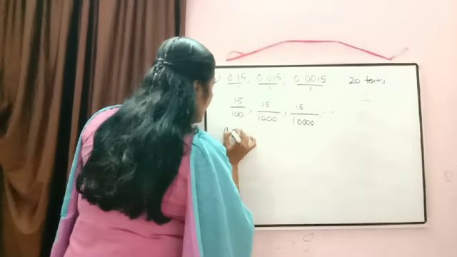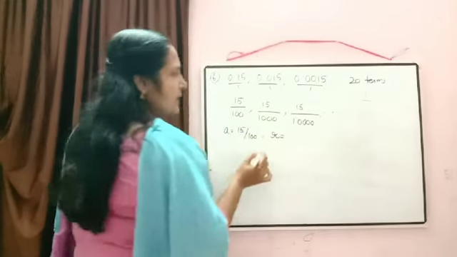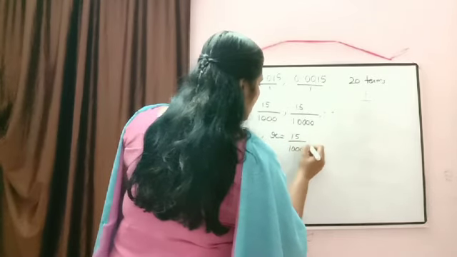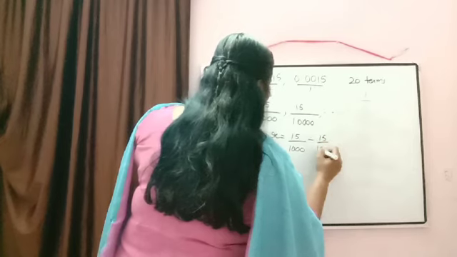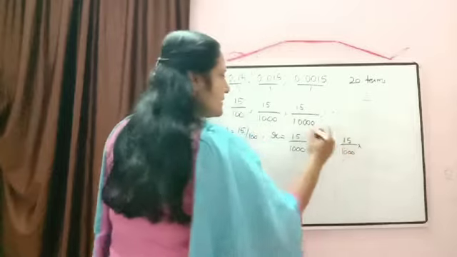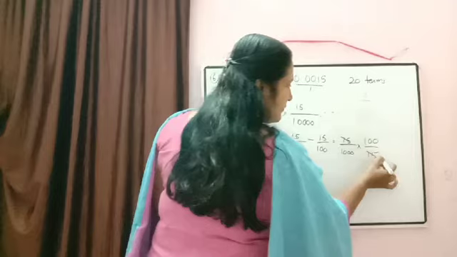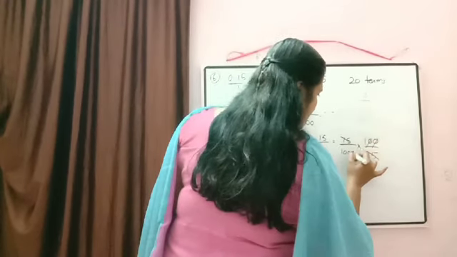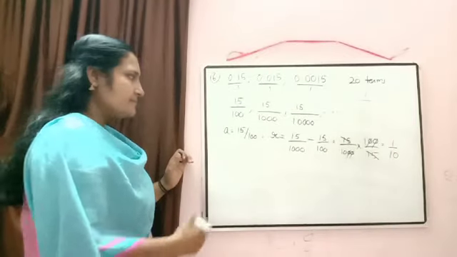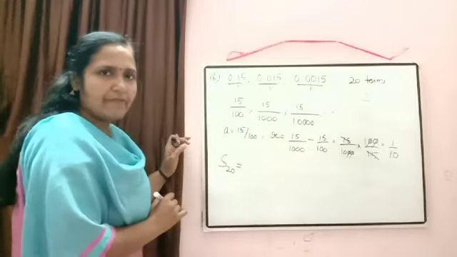So now we can write A is equal to 15 by 100. R, common ratio, how we will calculate? Second term divided by first term. So 15 by 1000 divided by 15 by 100. So when we change the division into multiplication, we have to take the reciprocal. So it will be equal to 100 by 15. 15 and 15 will get cancelled. Two zeros also will get cancelled. We'll get the common ratio is equal to 1 by 10. Now we can use the formula S20. Sum of 20 terms we have to calculate.